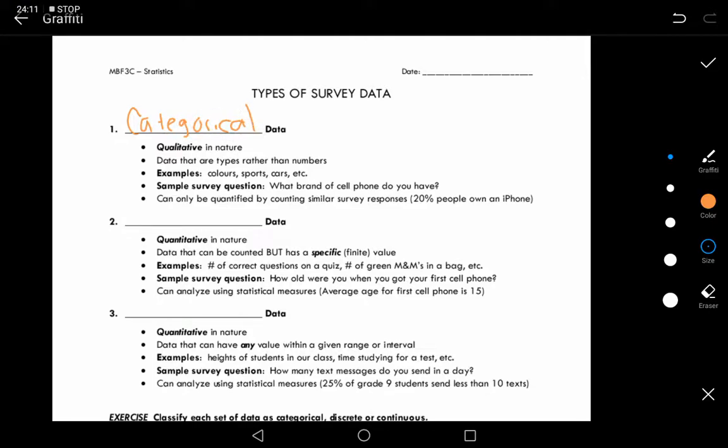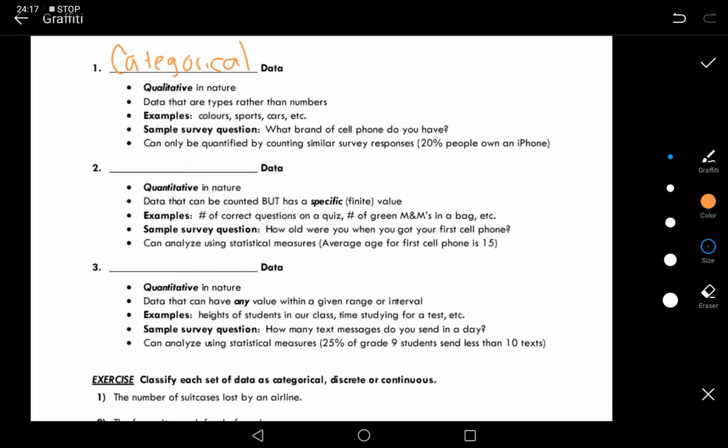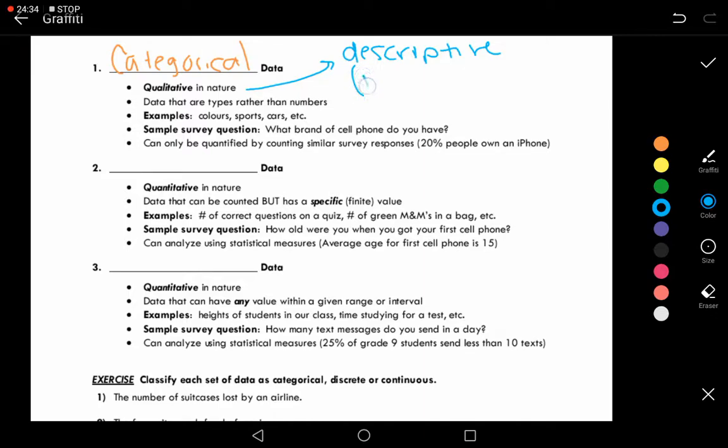Categorical data is qualitative in nature. When we see that word qualitative, this is kind of a new definition. What that means is it's descriptive. What that means is that there's not necessarily numbers. It's more of a description, the data. That data are, well, it says it right there, types rather than numbers. So some examples could be your favorite color, your favorite sport, what kind of car you drive, etc.